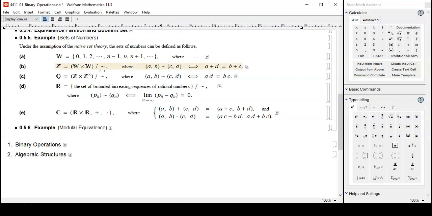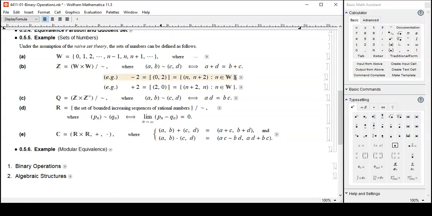Defined like this. Start from a pair of whole numbers, and then we consider a certain equivalence relation among those pairs, so that (a, b) is equivalent to (c, d) if a plus d is equal to b plus c. This (a, b) corresponds to a minus b, as a matter of fact. Here's an example. (0, 2) is equivalent to any (n, n plus 2), and that equivalence class is defined as negative 2.